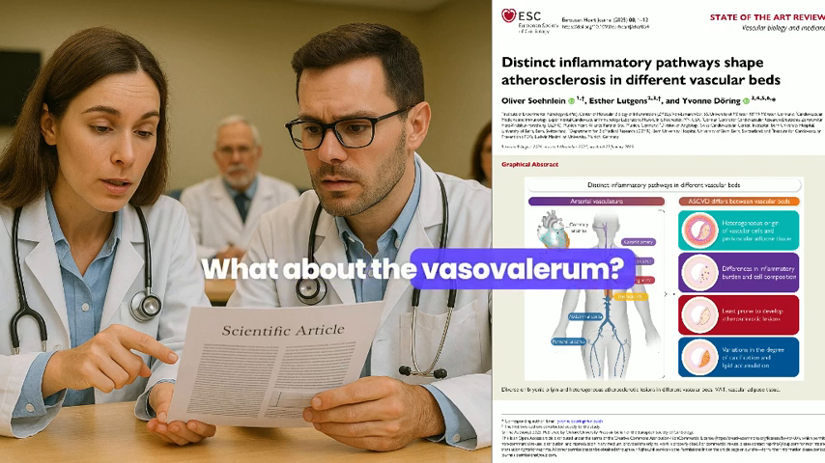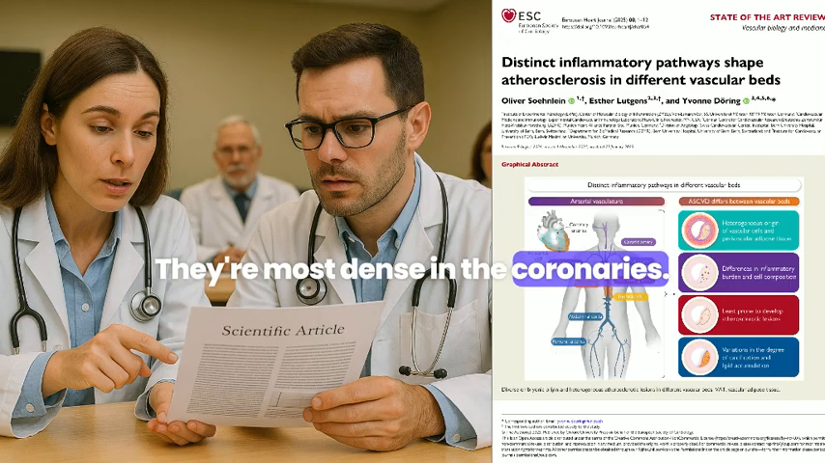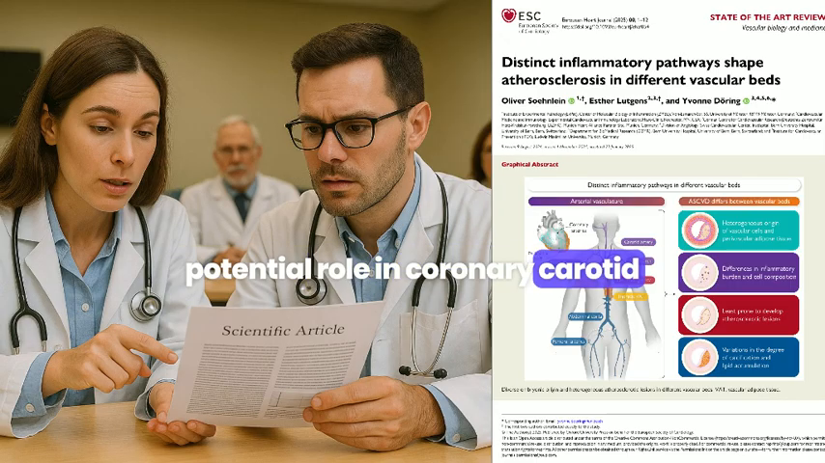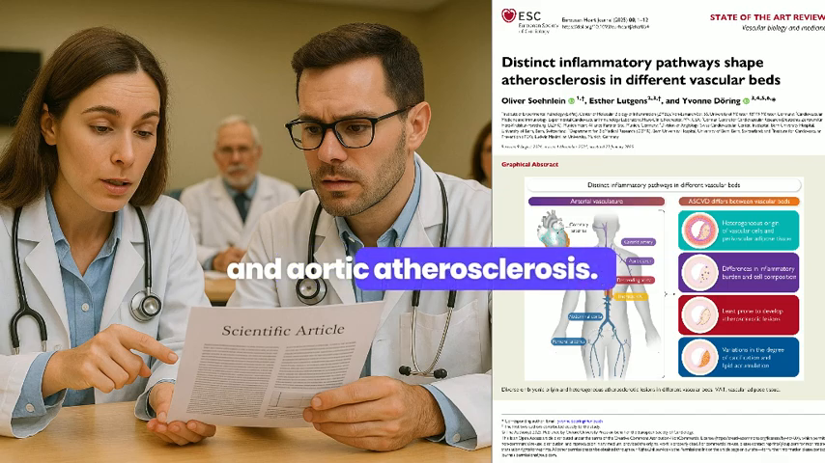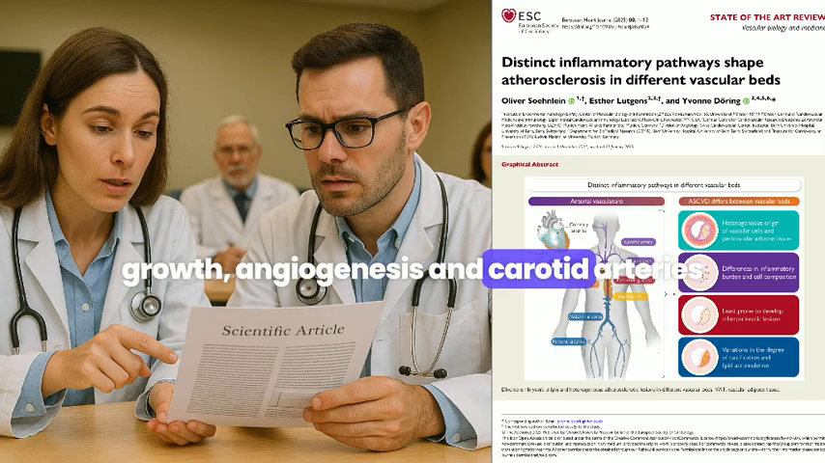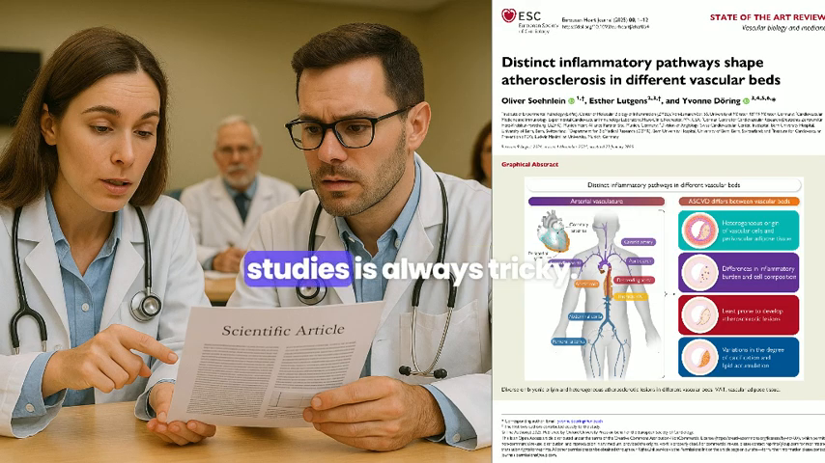What about the vasa velorum, those tiny vessels feeding the artery wall? They're most dense in the coronaries. The review mentions their potential role in coronary, carotid, and aortic atherosclerosis, maybe less so in femoral. Mouse studies hint at more vessel growth, angiogenesis, in carotid arteries of older atherosclerotic mice, but translating mouse studies is always tricky. It is. We need more human data there.